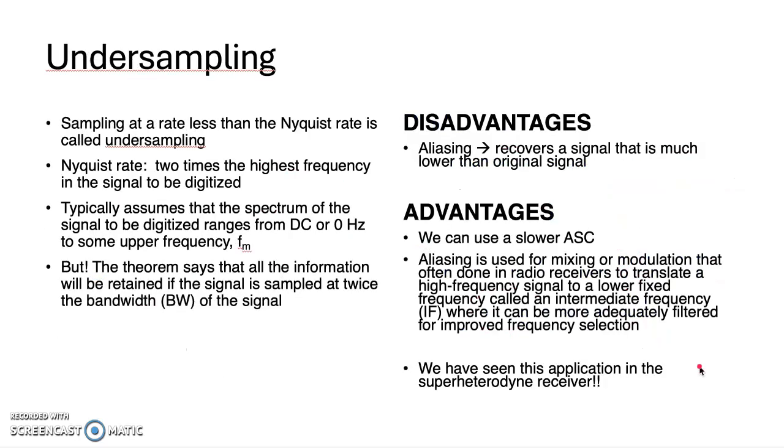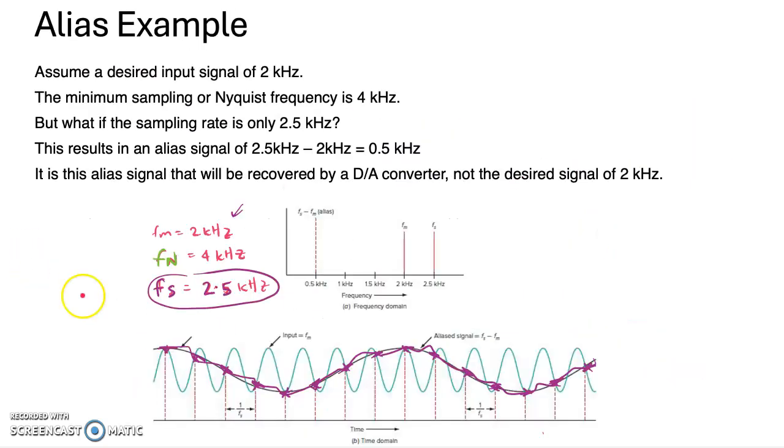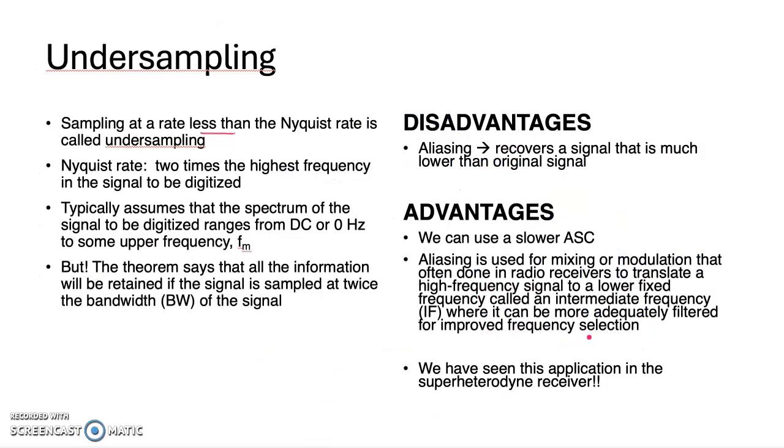Next is undersampling. Undersampling is simply sampling at a rate less than the Nyquist rate. We have seen this happen before. What happens is that instead of getting the green guy back, we got this purple guy, which is way off. But sometimes we want it. And this is what we're going to discuss in undersampling.